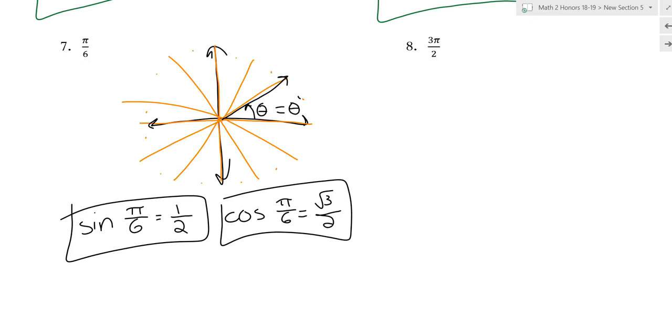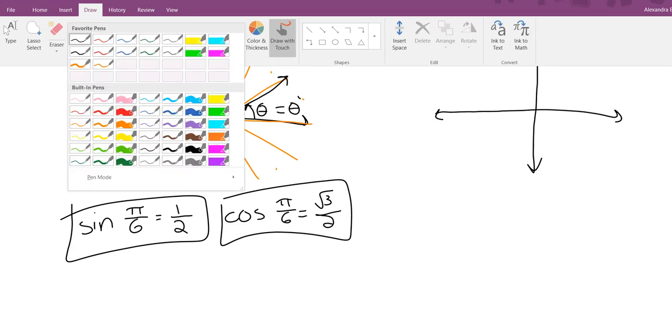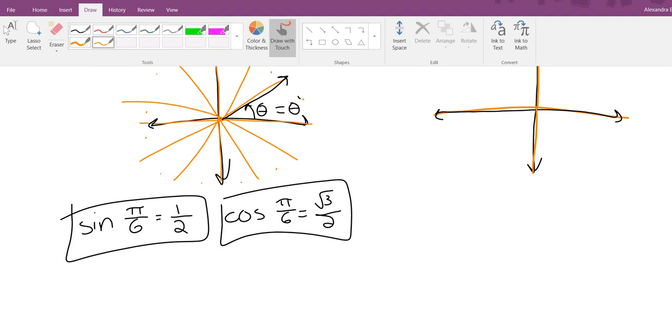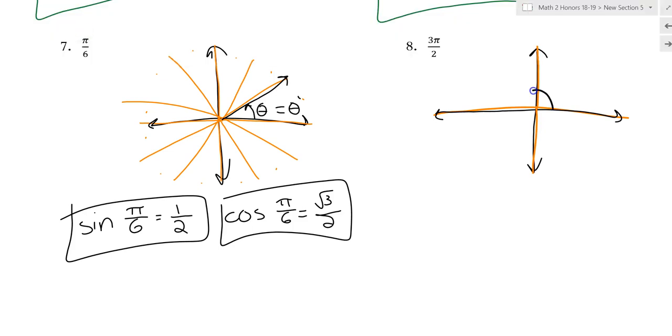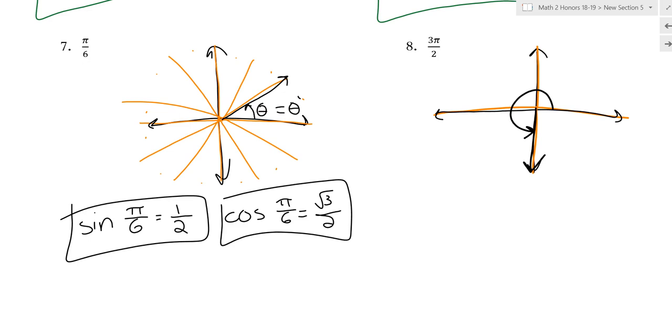All right, number 8, our last question. Three pi over 2. So I'm going to cut this half into 2 sections. Nice and easy. Same thing on the bottom. So it's just your axes. And I'm going to go 3 of them. So 1, 2, 3. Again, this is one that's right on our unit circle. So I'm just going to figure out the point.